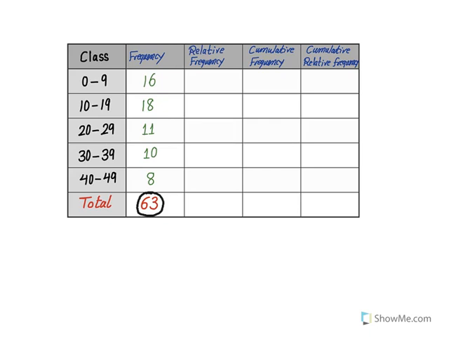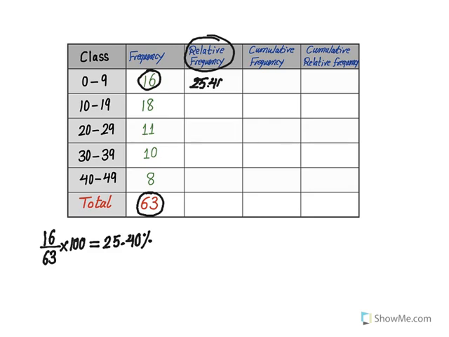Now, we want to make the relative frequency column. So let's remember, what is the relative frequency? You just take the frequency and find its percentage. So you divide this 16 by the total number 63 and multiply by 100 to get the percentage. In this case, if you do it, you'll get 25.4%, so in this place, you'll say 25.40%.